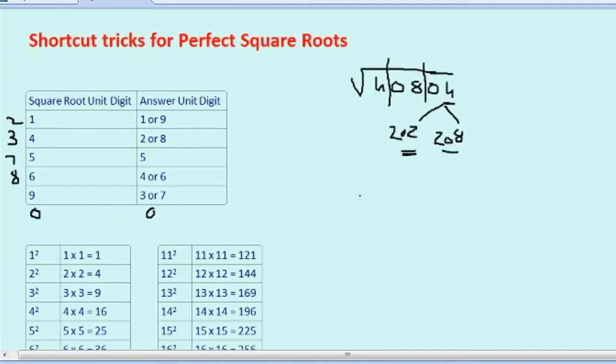Now let's take root 1225. Okay, here what we'll do, we will divide these numbers in two pairs first, 25 and 12. Next step is, what is our number? What is our number here? Unit digit number in the square root. Unit digit number is 5.